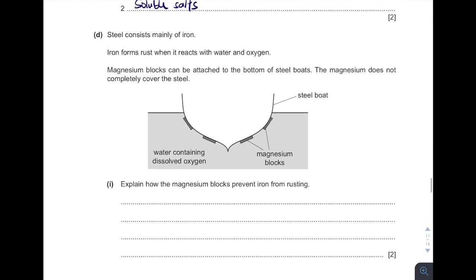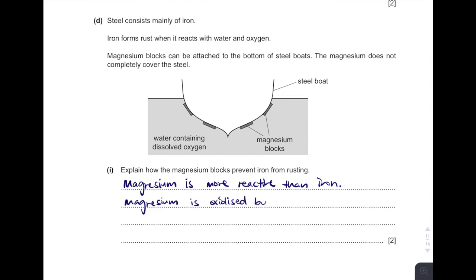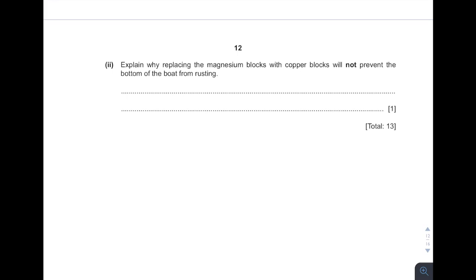Then, how do magnesium blocks prevent iron from rusting? 2 marks. First you have to compare the reactivity. From here we know that magnesium is more reactive than iron. So therefore, magnesium is oxidized by losing electrons, which eventually helps to prevent the iron from getting oxidized. So this is how you get 2 marks. Next one, why does replacing the magnesium blocks with copper blocks not prevent the wood from rusting? This is because copper is less reactive than iron.